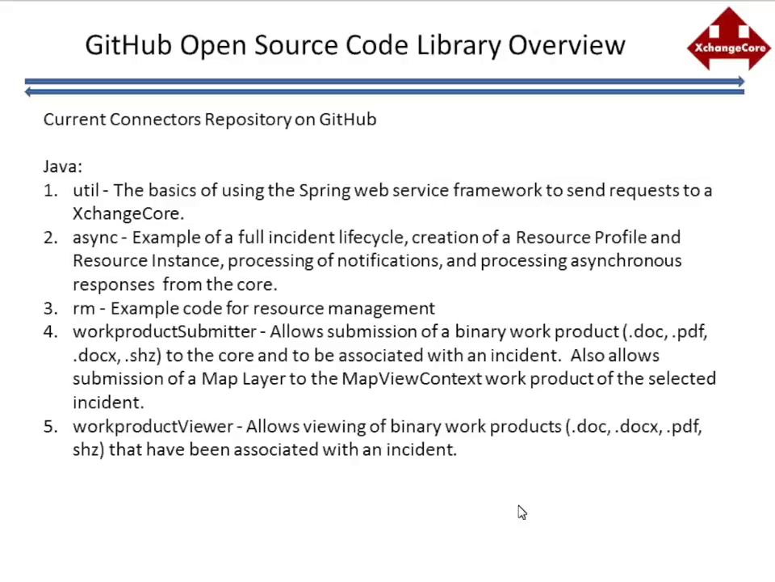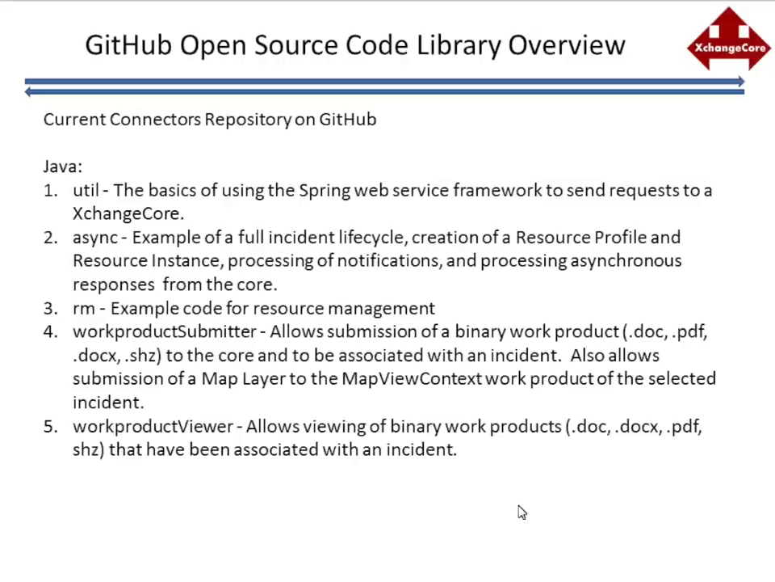So then, what do we have in our library right now? We have several connectors written in Java. We have a util repository or project that gives the basics of using the Spring web service framework to send requests to a core. We have the async code that gives you the full life cycle of creating an interface with an XchangeCore, from creating a resource profile, an instance, to processing notifications, and then the asynchronous responses as well.